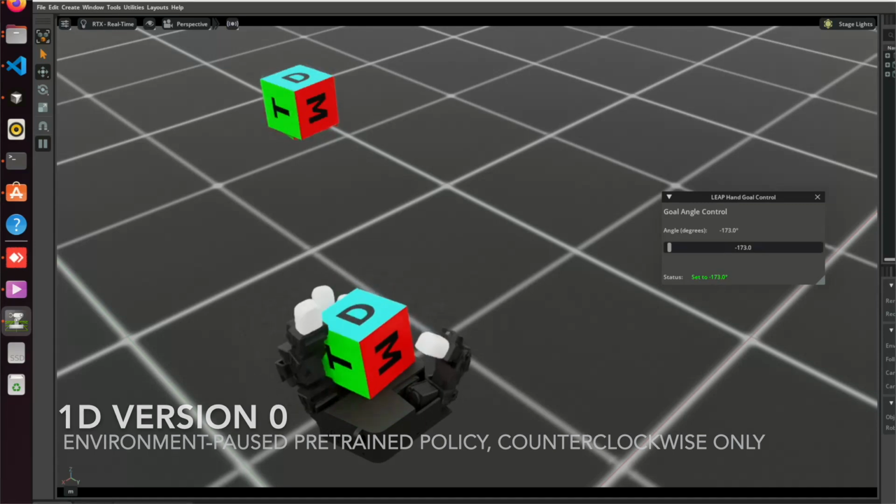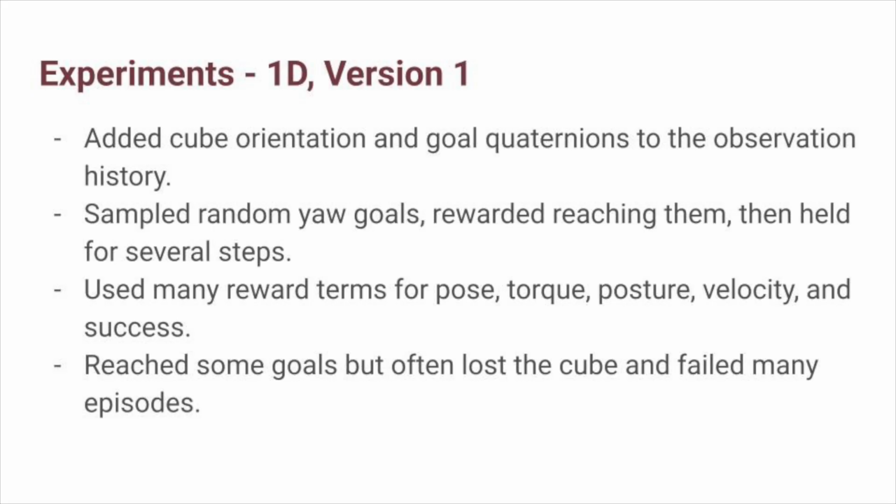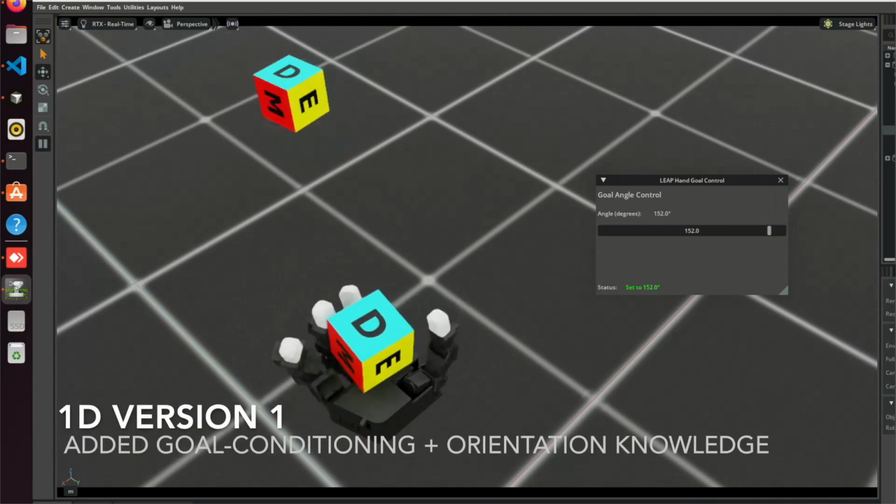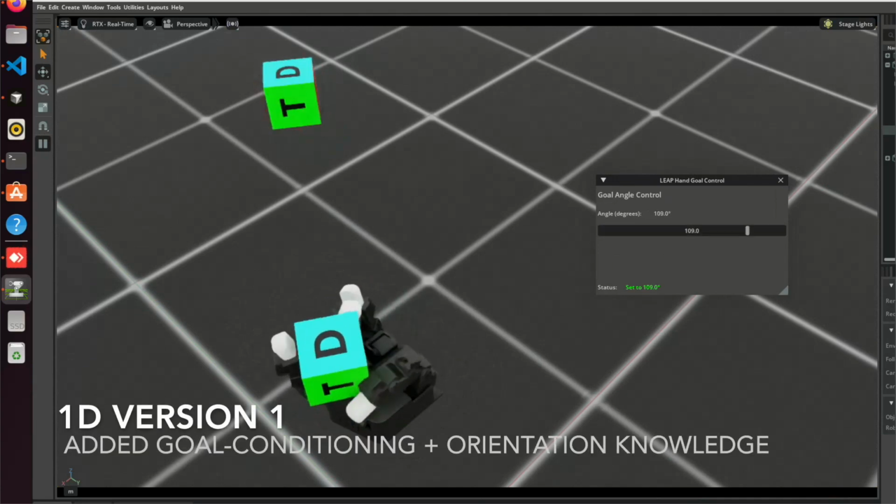For version 1, we trained our own policy with proper goal conditioning and knowledge of the cube's orientation. We introduced random sampling of target angles during training using quaternions as a compact, singularity-free representation. Additionally, we incorporated torque, velocity, and fingertip distance penalties, and we reset the episode and gave penalties when the cube fell or flipped. The policy spun in both directions, but it worked quite slowly and only worked well for small angles.